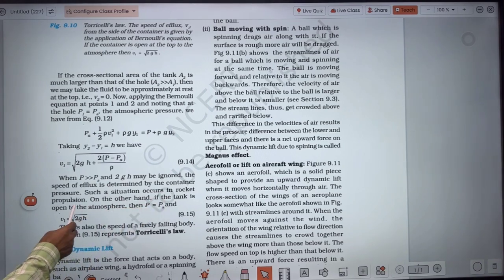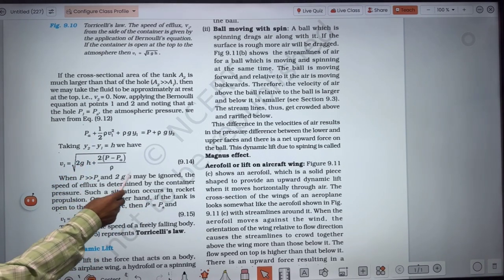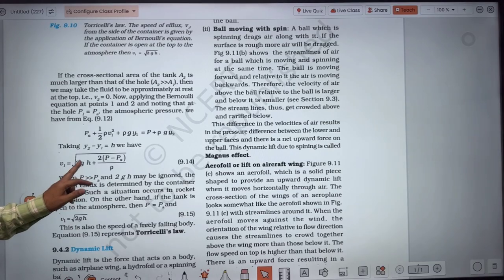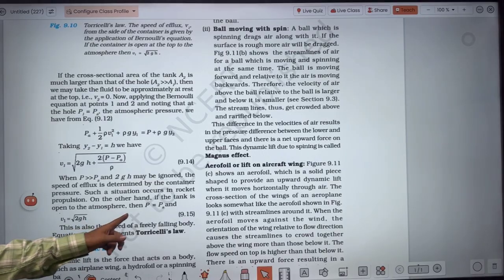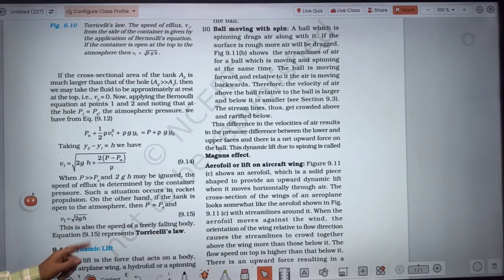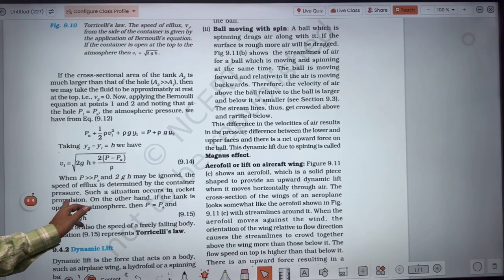Such a situation occurs in rocket propulsion. The first one, when 2GH may be ignored, occurs in rocket propulsion. But in general, if the tank is open to the atmosphere, then P will be PA, and hence we will get this. So our concern was not rocket propulsion. Our concern was to find the general situation for a tank or any other container with a small hole containing a liquid: what will be its rate of flow, or its velocity? So I think you have understood.